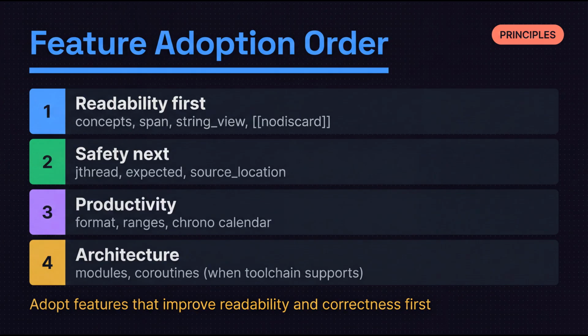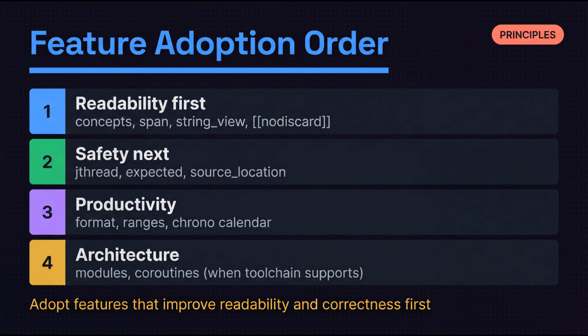Second, safety features. jthread eliminates manual join calls. Expected makes error handling explicit. Source location replaces preprocessor macros. Third, productivity features. std::format cleans up output code. Ranges replace manual loops. Chrono calendar handles real-world dates.